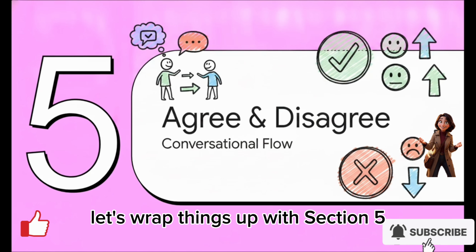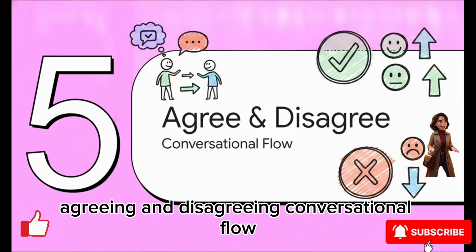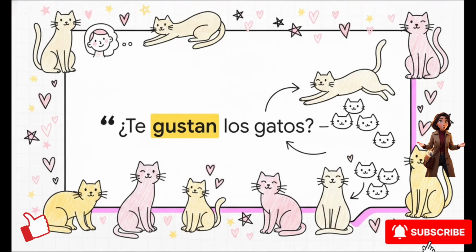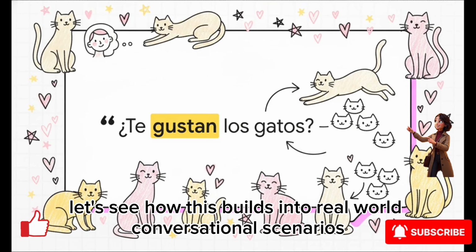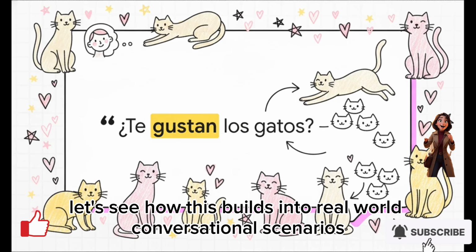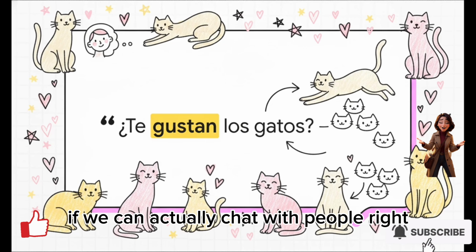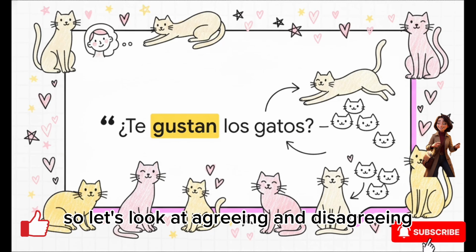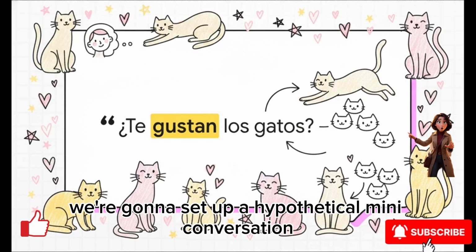Let's wrap things up with section 5, agreeing and disagreeing. Conversational flow. Let's see how this builds into real-world conversational scenarios, because grammar is only really useful if we can actually chat with people, right? So let's look at agreeing and disagreeing. We're going to set up a hypothetical mini conversation.